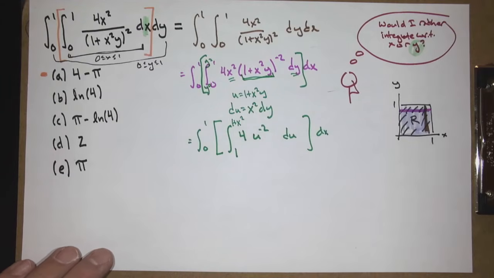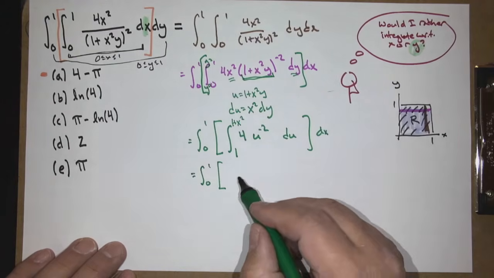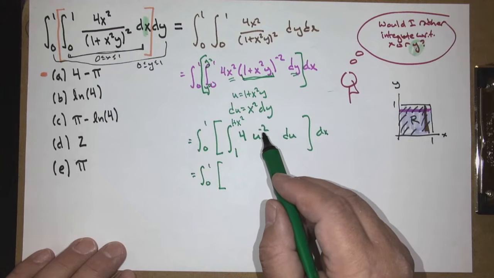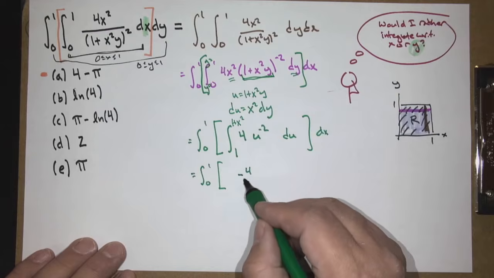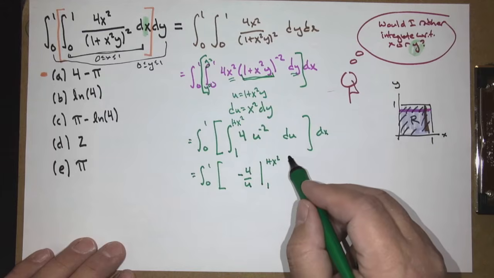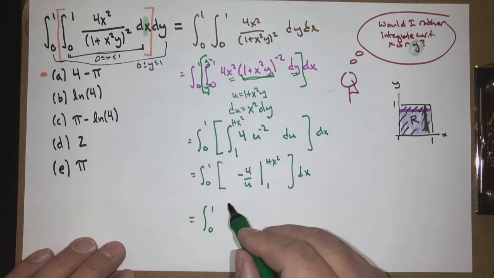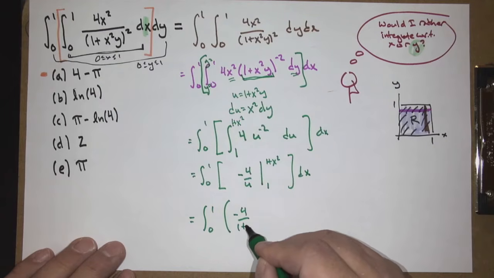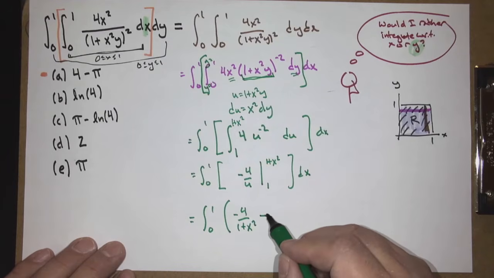All right, what's the integral of u to the negative 2? You add 1 to the exponent: u to the negative 1. What else do you need to do? Divide by that new exponent. So we'll have negative 4 u to negative 1, which we can write as negative 4 over u. Evaluate that from 1 to 1 plus x squared, dx. So when we plug in the 1 plus x squared, we have negative 4 over 1 plus x squared. Subtract negative 4 over 1, so minus a minus 4 makes a plus 4.